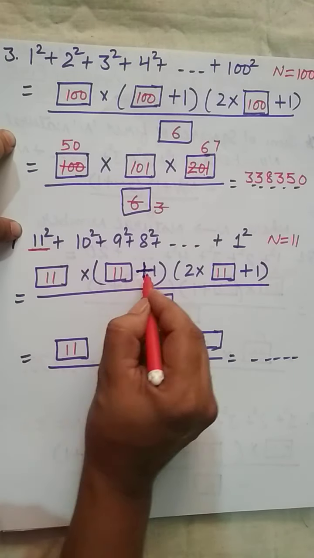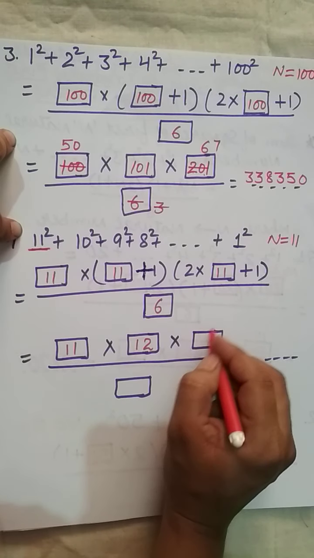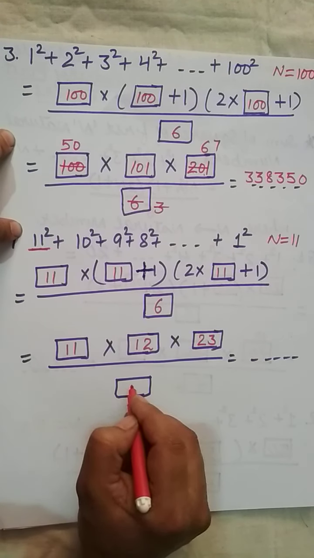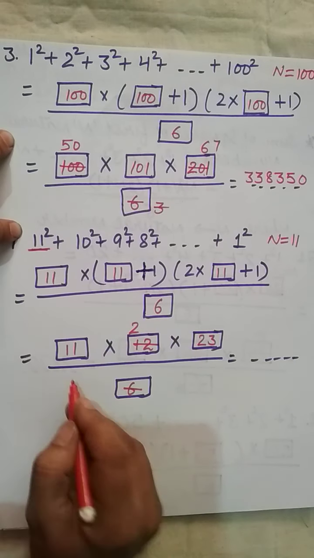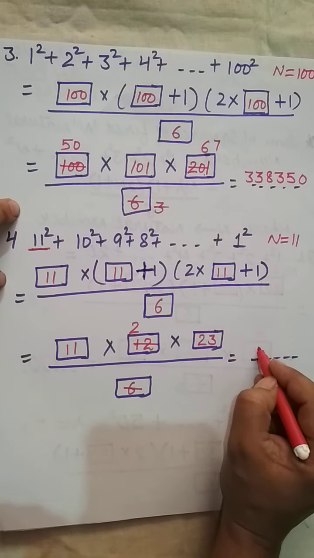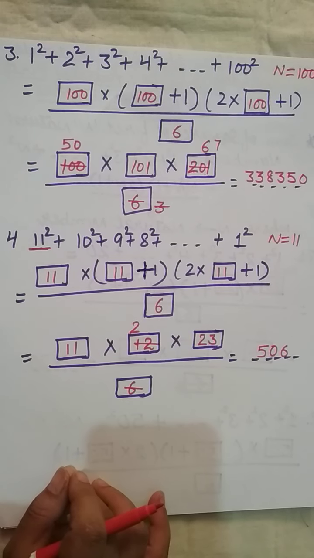Here I will put the value of n, which is 11, 11, 11 divided by 6. 11 remains same. 11 plus 1 is 12. 11 2s are 22. 22 plus 1 is 23. Here I will write 6. 6 2s are 12. Now 11 multiplied by 2 multiplied by 23 is equal to 506, which is the answer.